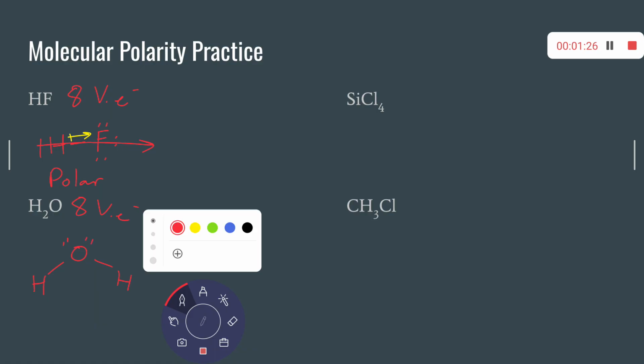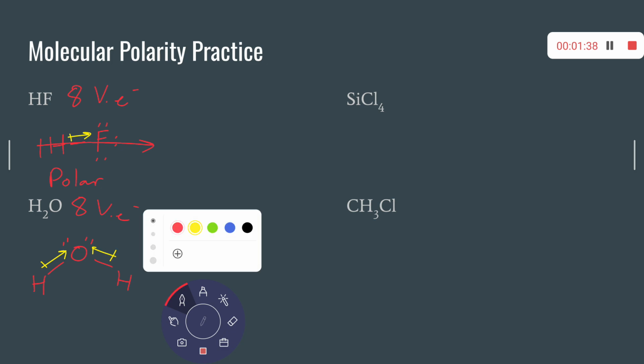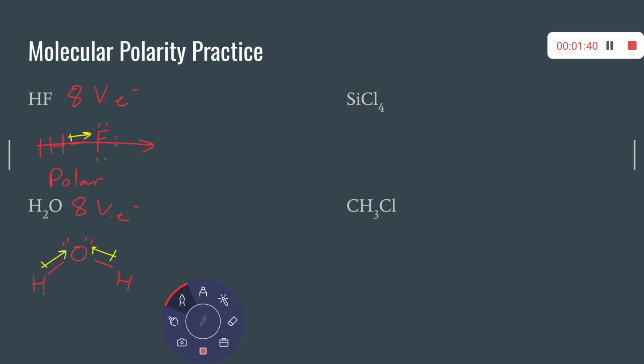Now I will annotate, pointing my arrows in my bonds towards the more electronegative atom. And if you had drawn this molecule in a line instead of bent, you would have seen 2 arrows cancel each other out. But remember, the geometry of H2O is not linear. It's bent because of these 2 lone pairs and the 4 total electron domains around my central atom.